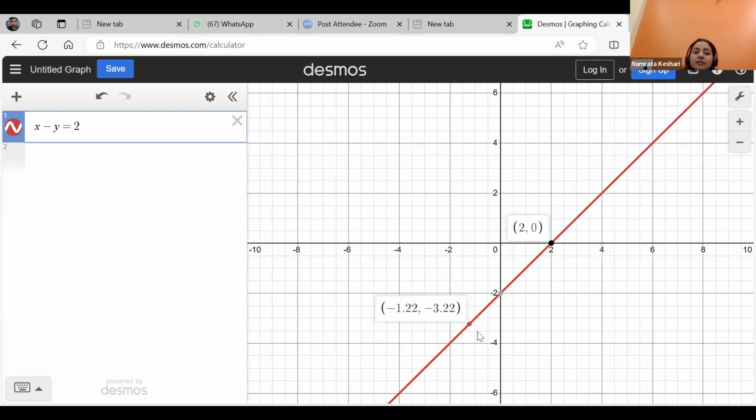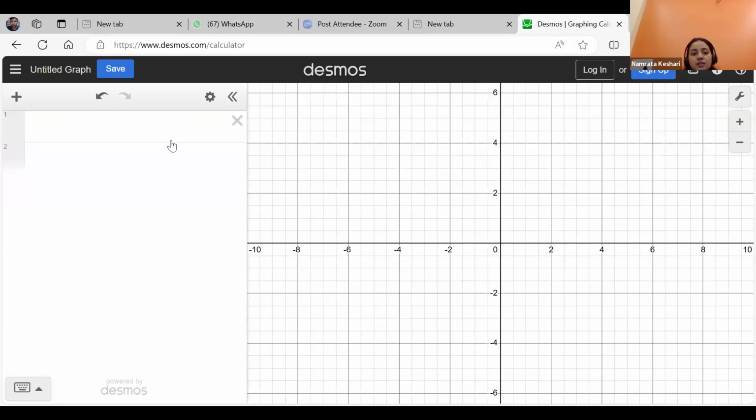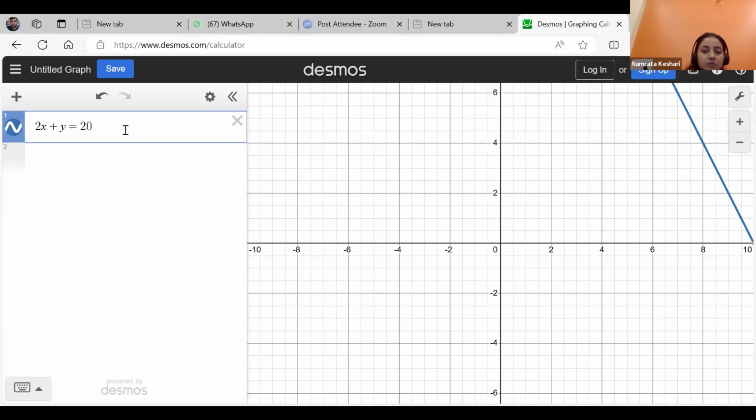Okay, and if you understand, if I show you the other graph, suppose 2x + y = 20. I am taking a big number, that's why the graph is just shifting like that. I have to minimize everything to show you the actual smaller number. It is more visible, so you can see the other graph.